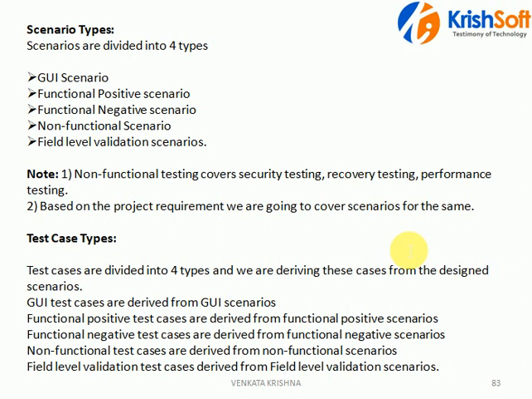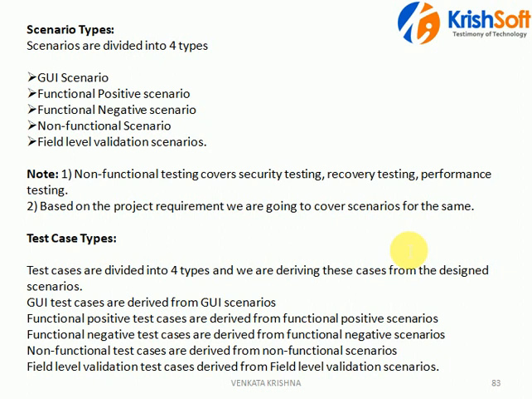That is GUI scenarios. Functional positive: you need to play with your application functionally with positive data, that is a positive scenario. Negative data, negative scenario. And field level validation, but before that, non-functional scenario. Non-functional is completely different: performance, load testing, stress testing, compatibility testing, usability testing, all of those come under non-functional. I am not talking much about it here.